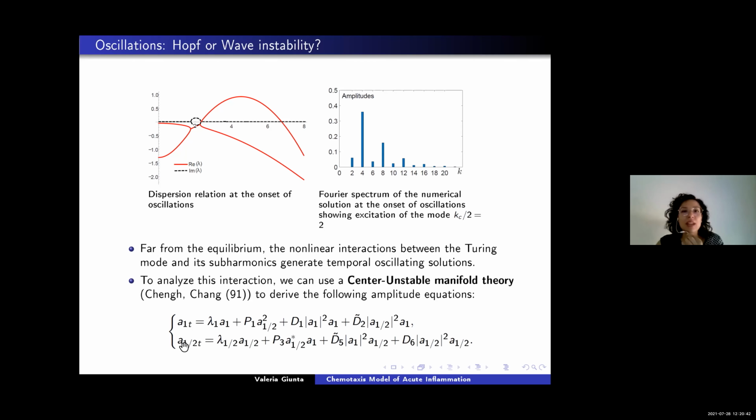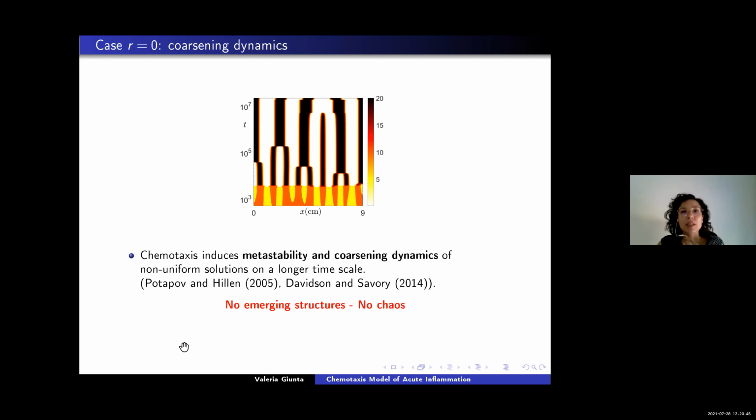And finally, I would like to understand which is the mechanism that generates this unexpected behavior. And we have analyzed the problem without the activation term for macrophages. In this case, we have not seen oscillations and chaotic dynamics, but only metastability and coarsening dynamics. This means that the logistic term of macrophages drives the transition towards chaotic solutions.